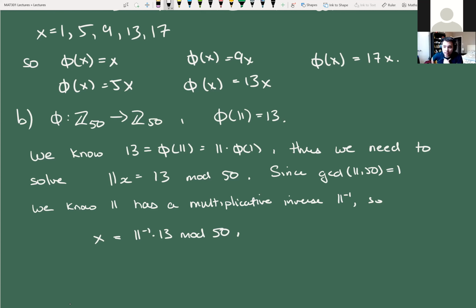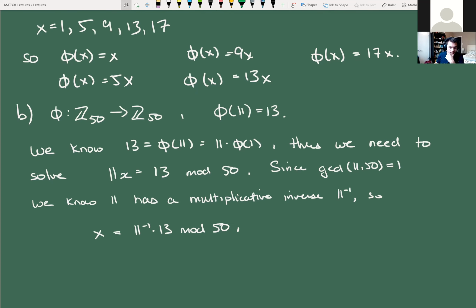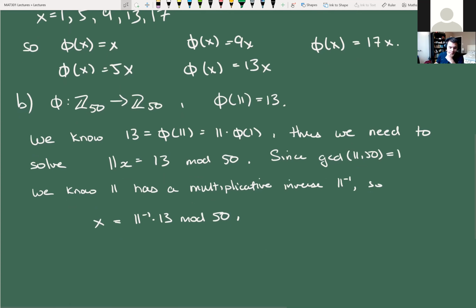Now, finding 11 inverse isn't much easier unless you can eyeball it. So out of curiosity, does anyone see what the multiplicative inverse of 11 mod 50 is? Because if you think about it, you can actually find it. Anyone know? It is actually possible to guess and check this one. No on A. Okay. The multiplicative inverse is 41.